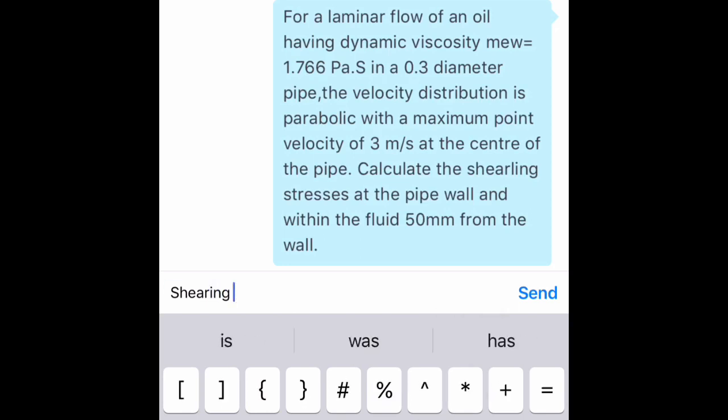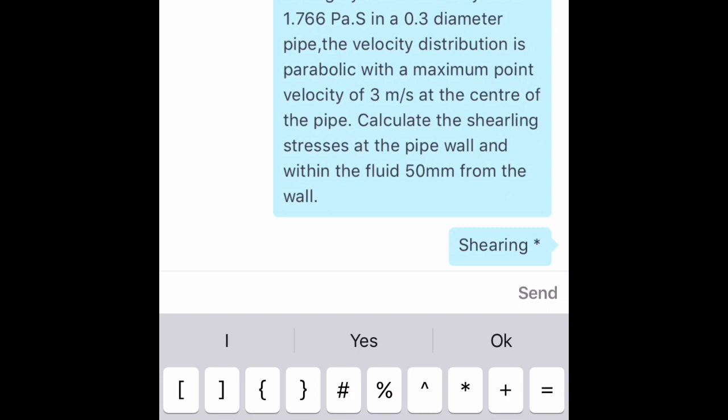Yes. Can you see the chat box? So this is the problem. I am giving some hints to you so that you can solve it.